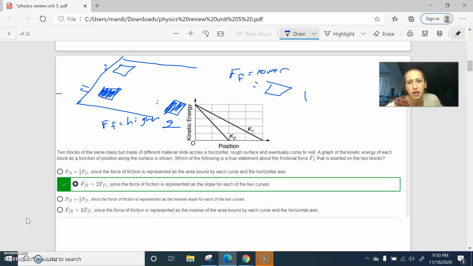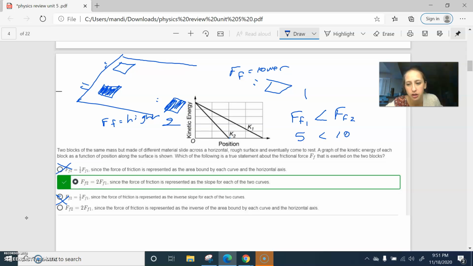Ooh, we need to know exactly how much. Well, we know force of friction 1 is less than force of friction 2 for sure. So let's see. That means if we had half, okay, 5 is less than 10. Half of 5 does not equal 10. Twice 5 equals 10. Maybe. I know it's the right answer, but we're going to pretend we don't know. So we know it's either this one or this one. Just look at the math.